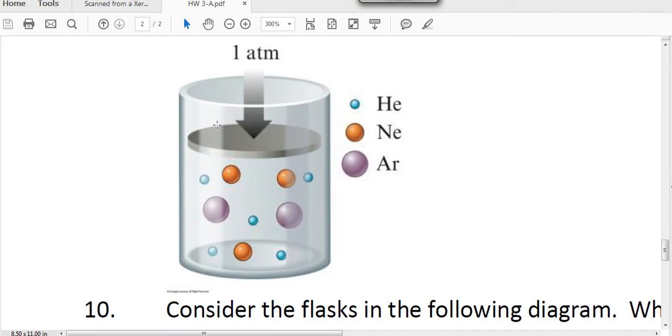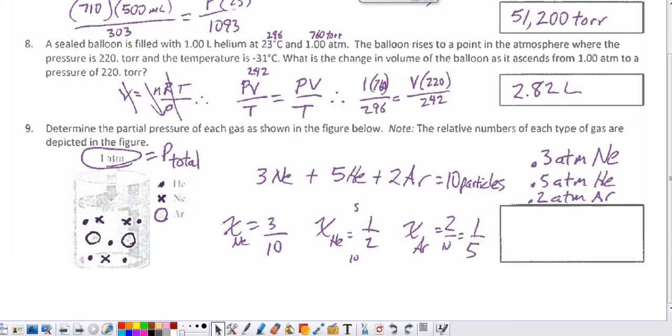Here's what the original picture looked like. There was 1, 2, 3, 4, 5 helium atoms, 1, 2, 3 neons, and 2 argons. So that picture just did not photocopy well enough. Sorry about that. So I've written that down. There's 3 neon, 5 helium, and 2 argon. There are 10 particles floating around in here.